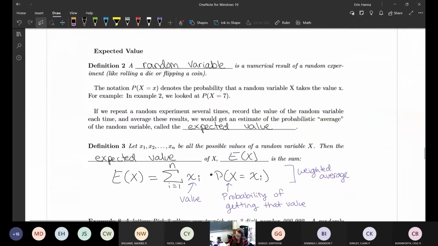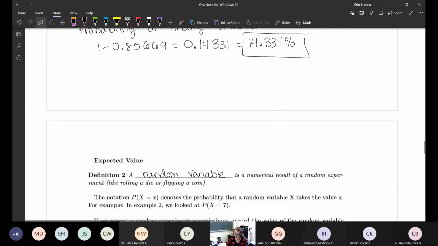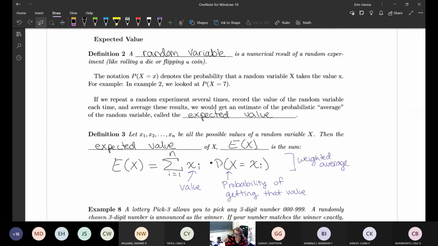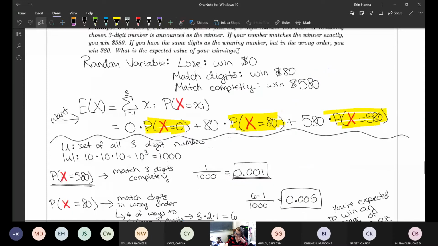So let's go through this last example of expected value really quick. Remember, we were talking about probability essentially in 4-4. And this last piece of 4-4 was the expected value, where you have a sum of the value that you can get times the probability that you can get that value. And we looked at this one about the lottery.